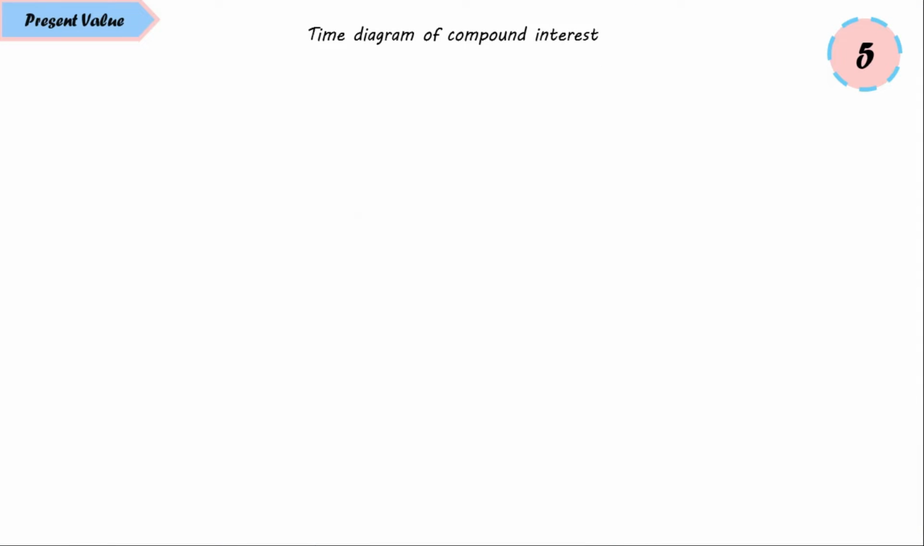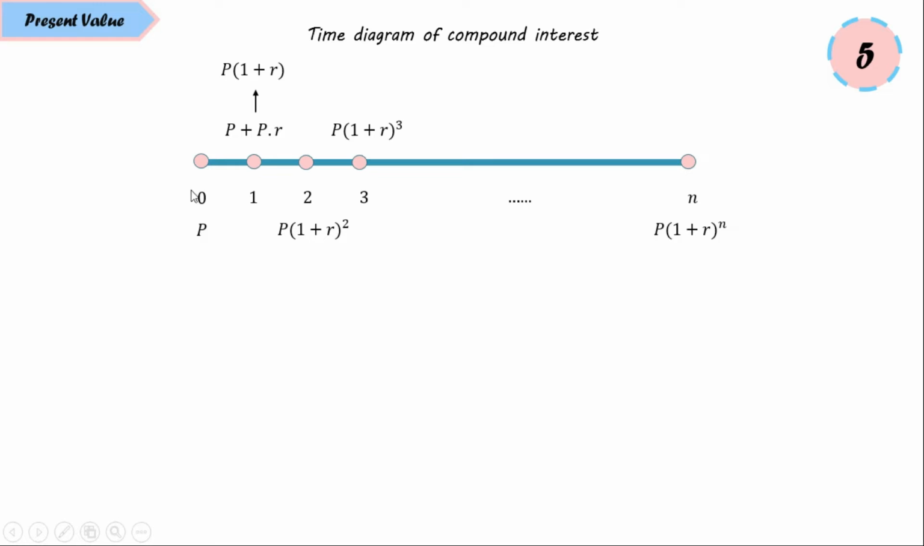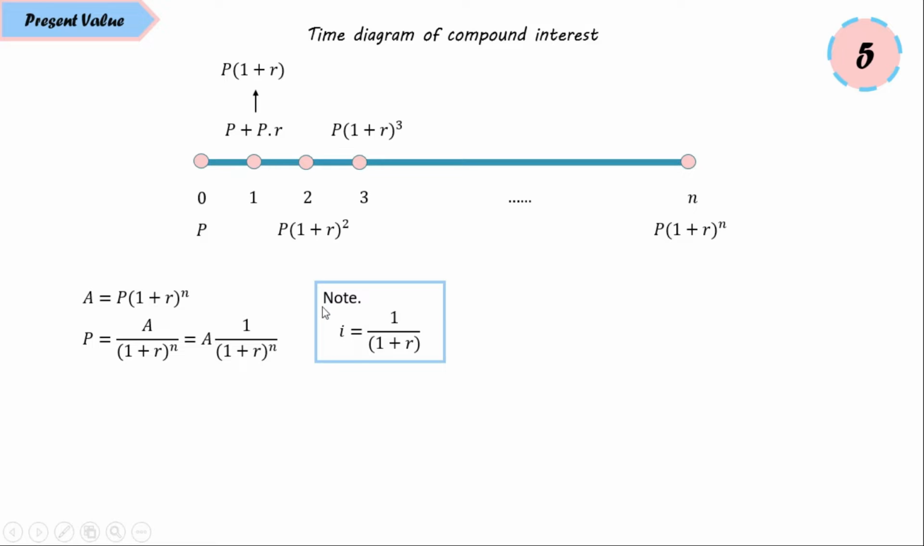Time diagram of ordinary annuity. Payment of the first year until payment of the end year. We can get A value equals P times (1 plus R) to the power N. P equals A divided by (1 plus R) to the power N, or A times 1 divided by (1 plus R) to the power N. And let 1 divided by (1 plus R) be I. We can substitute 1 divided by (1 plus R) with I.